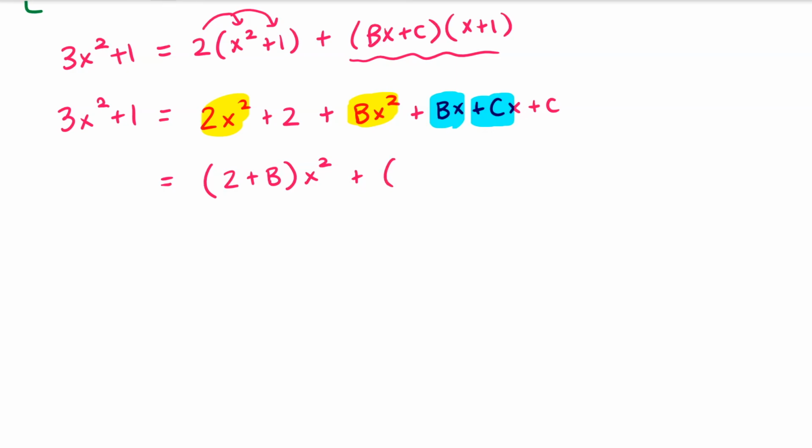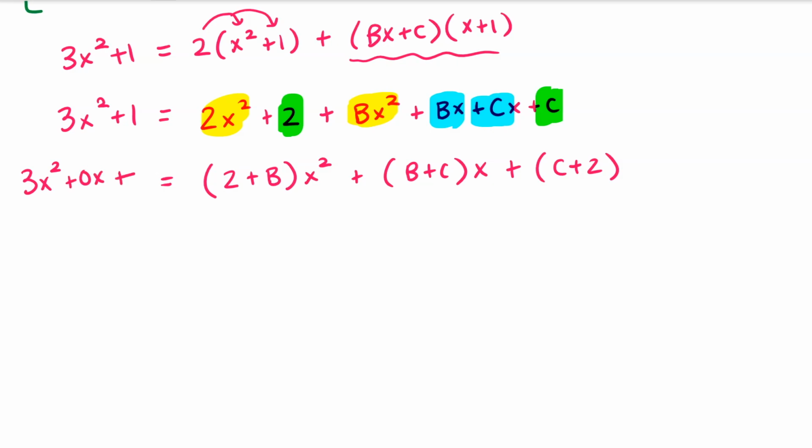And I'm going to factor out x, so we have b plus c times x, and then our two constant terms are 2 and c. So then I'm going to put plus c plus 2, like that. And then here, on the left-hand side, we have 3x squared, and if it helps you, we could put plus 0x plus 1, and now we're going to compare coefficients.